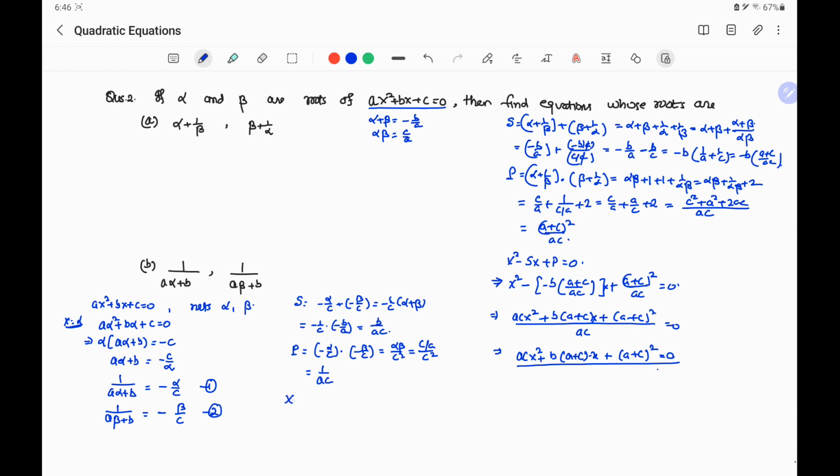Now, a quadratic equation in terms of the sum and product of roots will be x square minus sx plus p equal to 0. Replacing the values of s and p, we will have x square minus (sum of roots is b by ac) into x plus (product of roots is 1 by ac) equal to 0. So this will give ac x square minus bx plus 1 equal to 0.